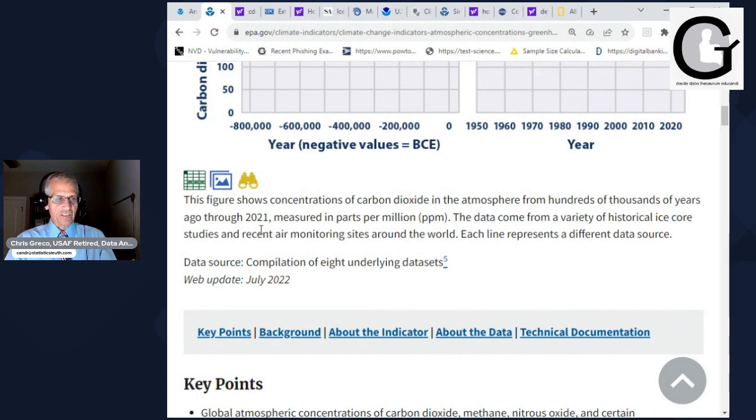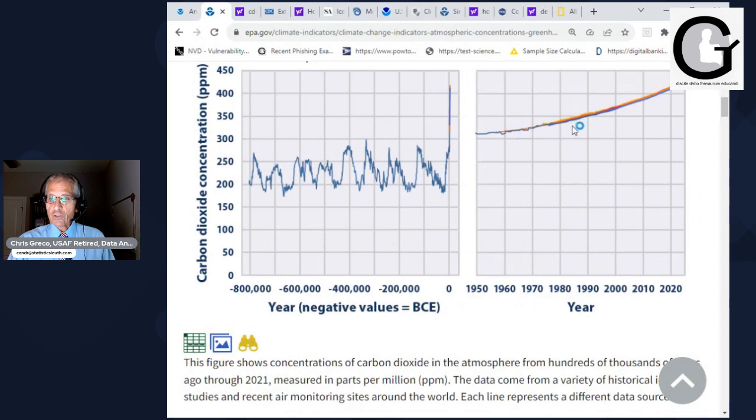Recent. What is the definition of recent? It's not 800,000 years, I'm going to tell you that right now. So basically what's happening is they are trying to put this against this, and they're saying, oh, this was the carbon dioxide concentration, and look how much it's increased just in the past 70 years.